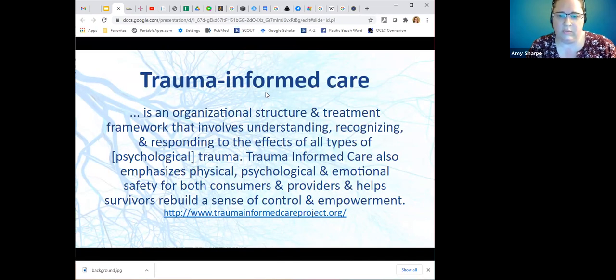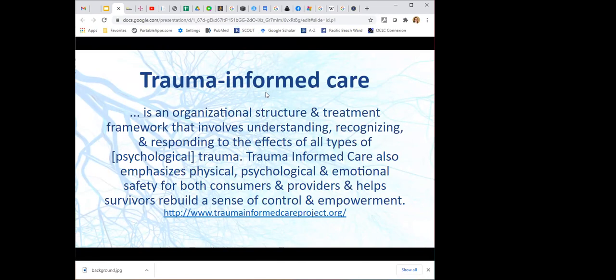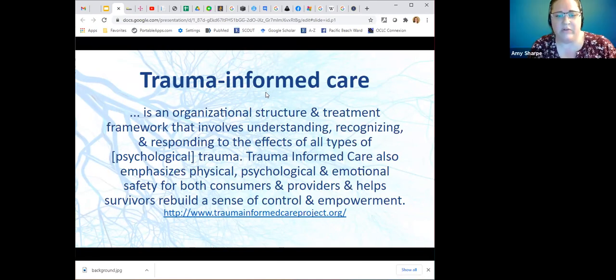If we create a physical and psychological safe environment for the patient and the providers, it helps to build a sense of control and empowerment. This also relates to just culture. Tessa, can you give us just a quick synopsis of what just culture entails?